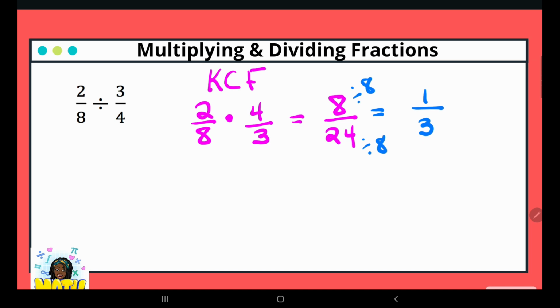Okay, so just a quick recap: keep, change, flip, multiply, just like we would multiply fractions, numerator with the numerator, denominator with the denominator. And then we want to see what the greatest common factor is for our numerator and our denominator, divide that out, and get our simplified fraction.